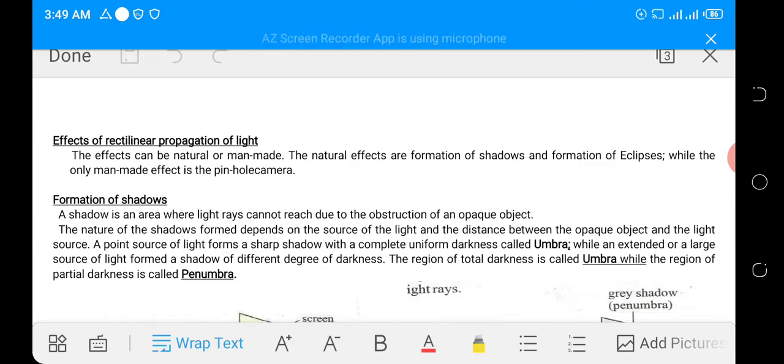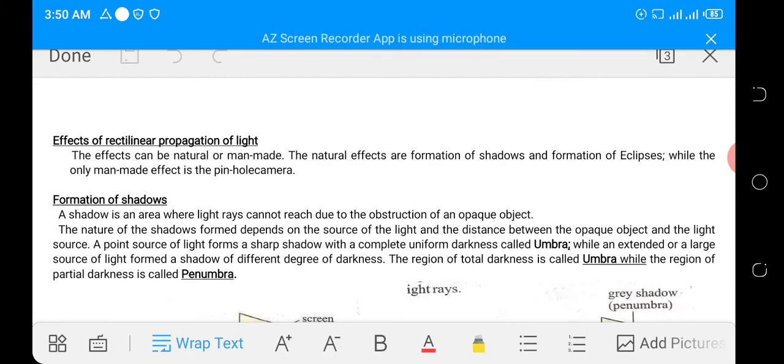And this fact or phenomenon of light traveling along a straight line that we call the rectilinear propagation of light has some effects. And the effects can be natural or man-made. So out of the effect of rectilinear propagation of light, we have formation of shadows, formation of eclipses, and the principle of pinhole camera. Out of the 3, the first 2 are natural, while the third one is a man-made effect. That is, the formation of shadows and the formation of eclipses are natural effects, but the action or principle of operation of pinhole camera is a man-made effect.